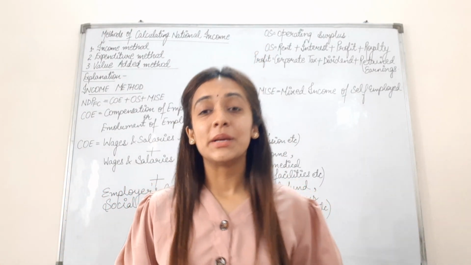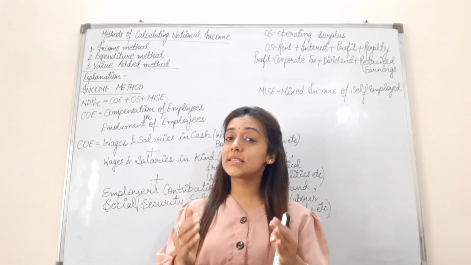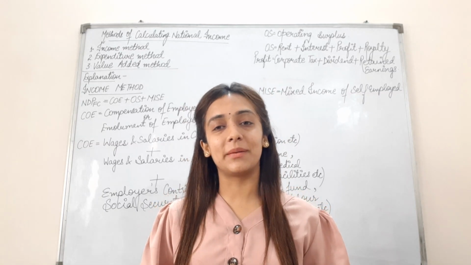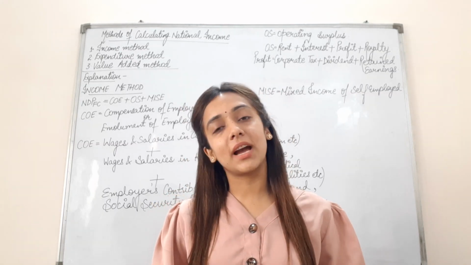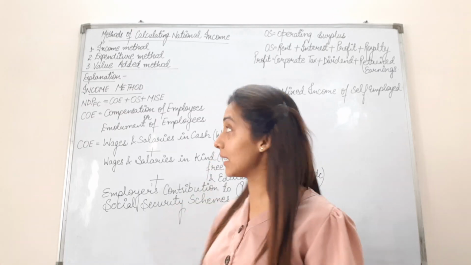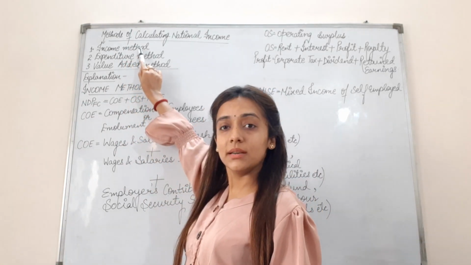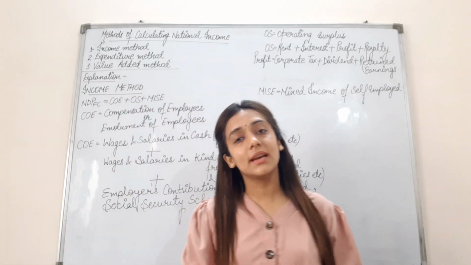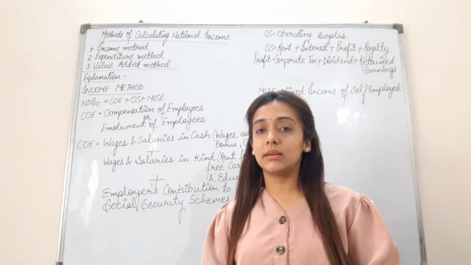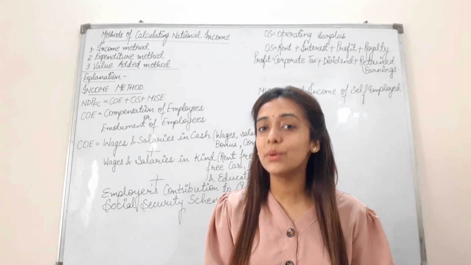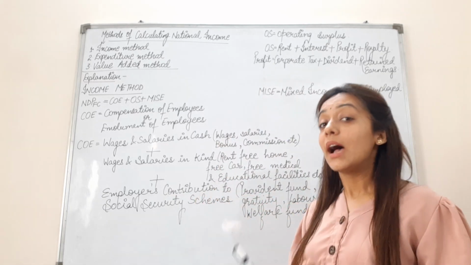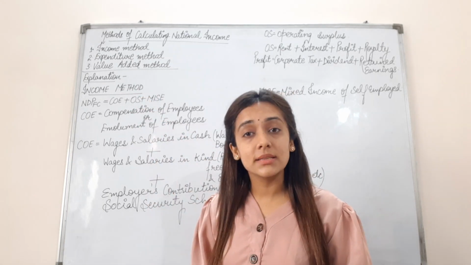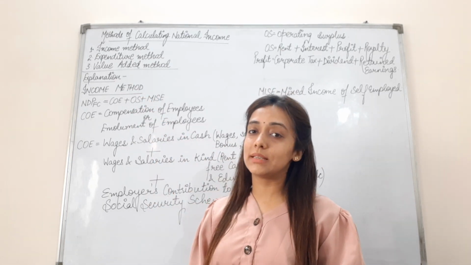Good morning everyone. Today I am here to start with the numerical portion of the chapter National Income. There are three methods of calculating the national income. First is the income method, second is the expenditure method, and the third one is the value added method. The value added method is also known as the production method and the output method. So first of all, we will discuss the income method.